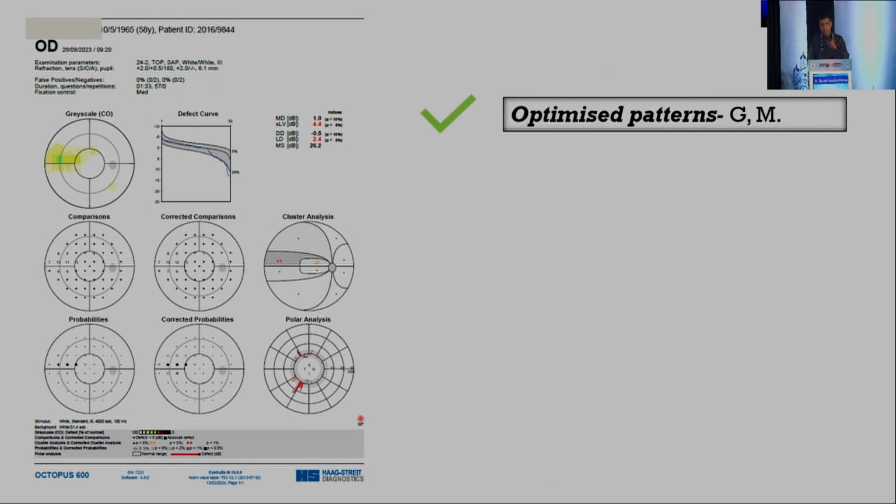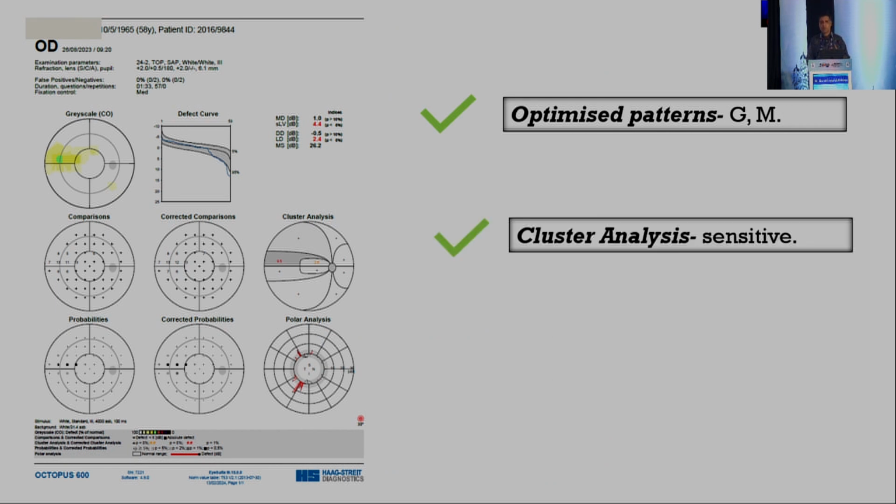But if you look at, therefore, a single field analysis, all I can think of are actually pros, because you have more optimized patterns like the G and M pattern. You have a cluster analysis, which is again very sensitive to detect early defects.